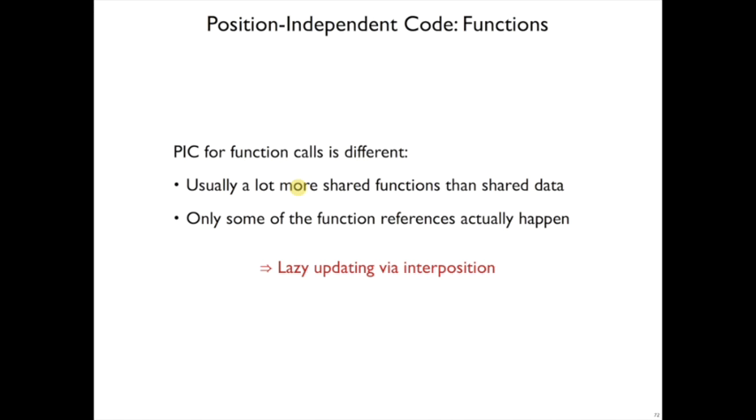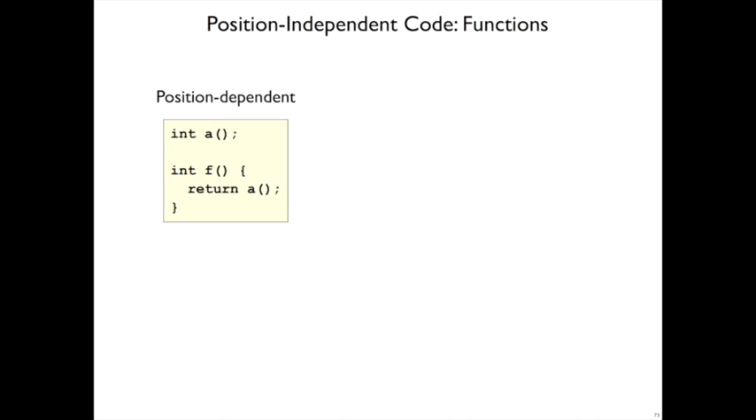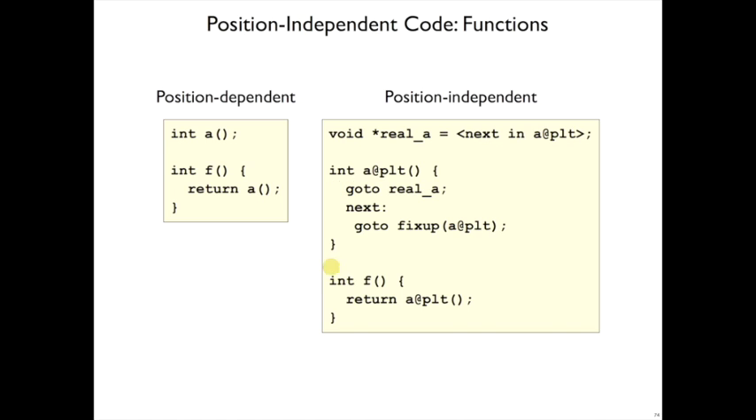So it's worthwhile to lazily link the functions that are imported from the shared library, and that lazy linking is possible because we're calling a function and we can interpose on that function. So if we have this position-dependent code where we have f calling a, and a is supplied by some other shared library, this will get compiled more like a function, f, that calls a function with a funny name, a@plt. a@plt is ultimately going to call real a.